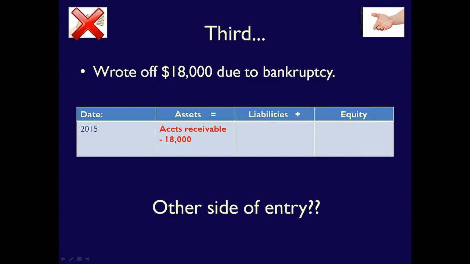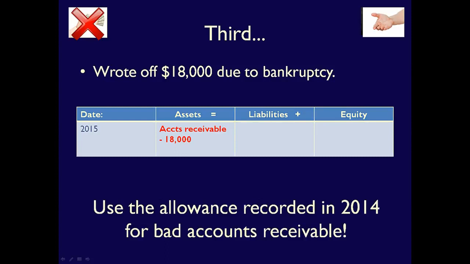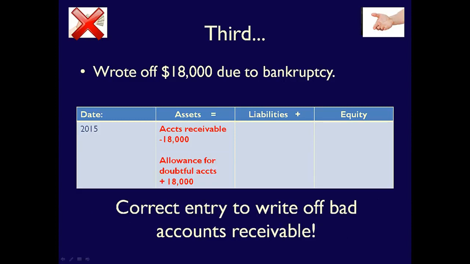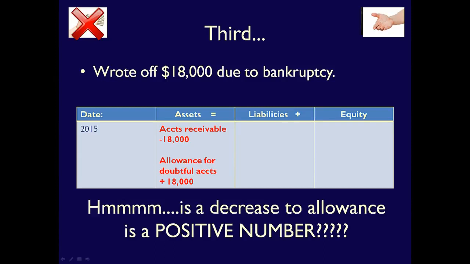What then should we do instead? Well, in 2014, when we booked the estimate, we also made an allowance. Remember the allowance for doubtful accounts? That was the allowance we made for when the accounts were going to be written off. Now we know which accounts are going bad, so we can use the allowance up. When we write off accounts receivable, we always use the allowance for doubtful accounts. After all, if you make an allowance, you better use it later on. So, the correct other side of the entry is to decrease the allowance for doubtful accounts.